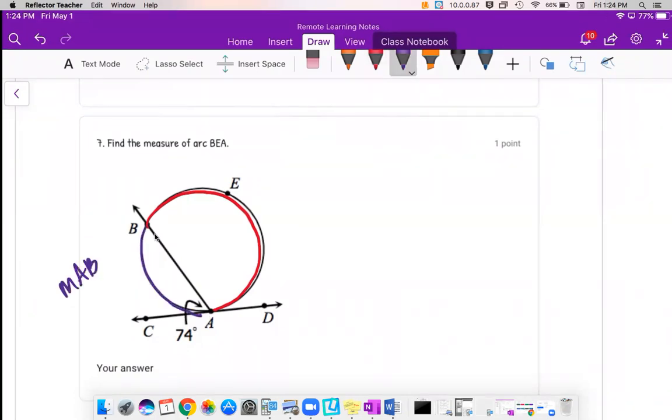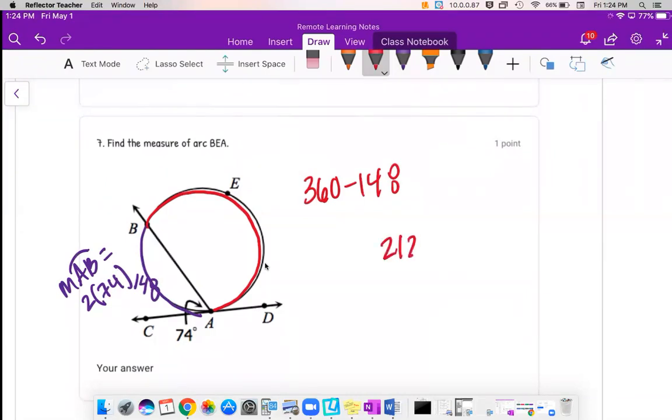measure of arc AB is equal to 2 times 74. And if I do 2 times 74 in this case, that would become, let's see, 2 times 74 is 148. And then I know that I have my full circle at this point. So if I want to find the measure of arc BEA, I can just do 360 minus 148. And I get that that arc is going to be 212 degrees. So measure of arc BEA is equal to 212 degrees.